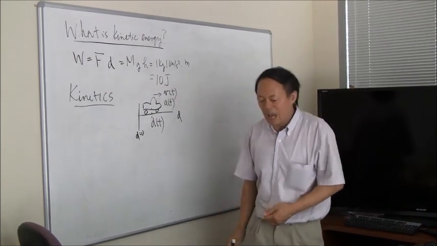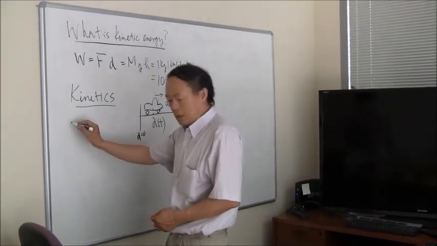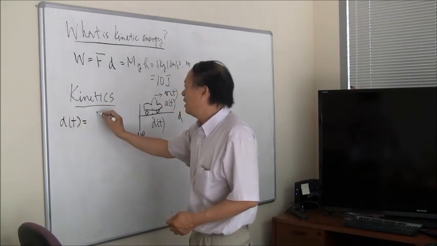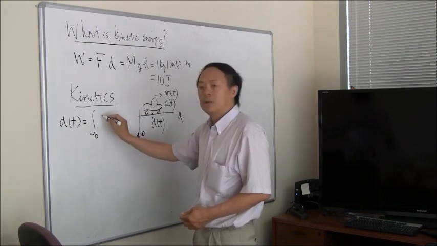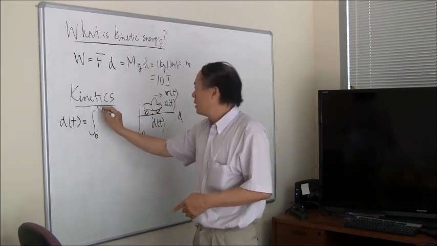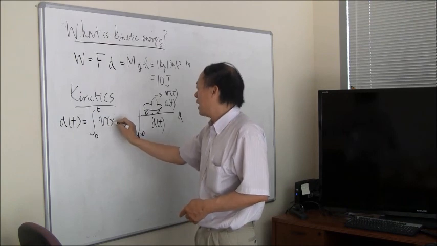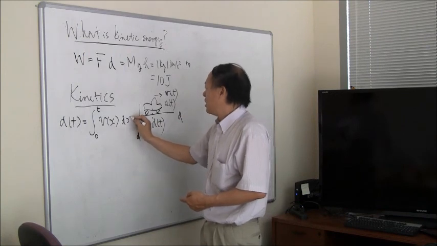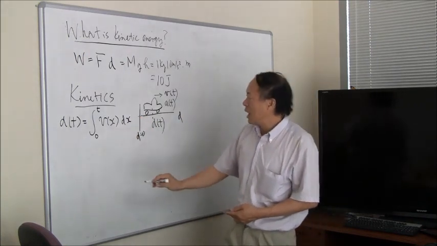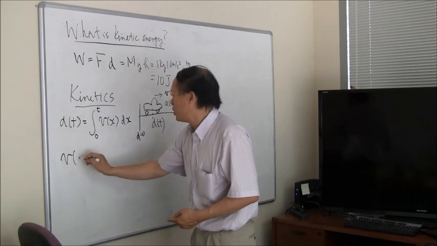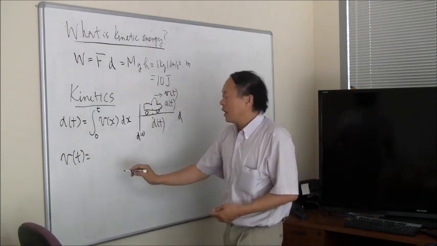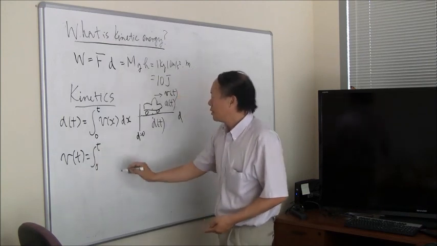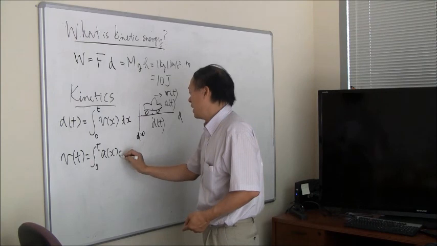So what we have here is that d, the distance, is the integration from time 0 to t of the velocity, and we're using the variable x here, v of x dx. And we also have the second relationship, which is v of t, the velocity of the car at time t, is the integration from 0 to t of the acceleration a of x dx.